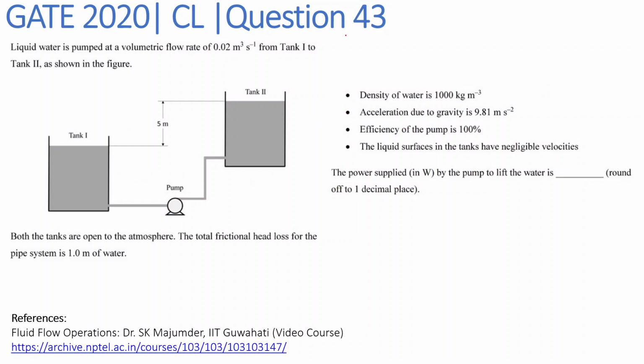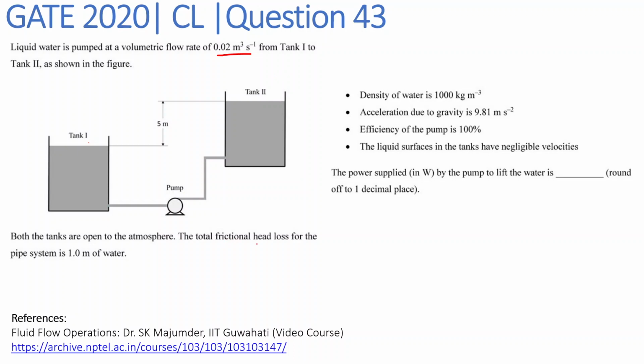This is question number 43 of GATE 2020 from the subject of Process Fluid Mechanics from the Chemical Engineering paper. The question is given as: liquid water is pumped at a volumetric flow rate of 0.02 meter cube per second from tank 1 to tank 2 as shown in the figure. Both the tanks are open to atmosphere.